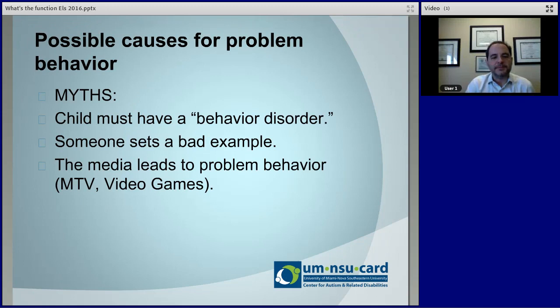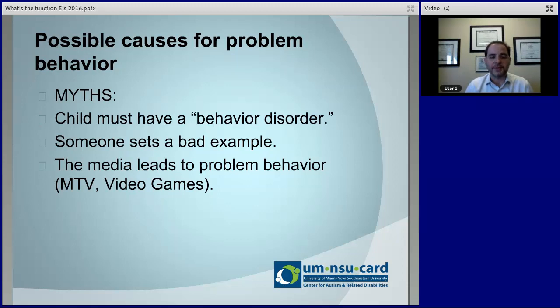There are some myths about why problem behavior occurs. And I think a lot of us have probably heard these. Some of the myths include that the child must have some specific behavior disorder and that that is why he or she is in fact engaging in this behavior. The problem with that point of view is that it really sort of makes the inquiry stop as to why behavior is occurring, because if we just assume that it's something the child has, that's sort of it. That's all there is to be done. And we don't really look at it from that perspective.